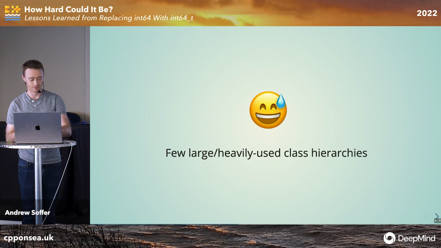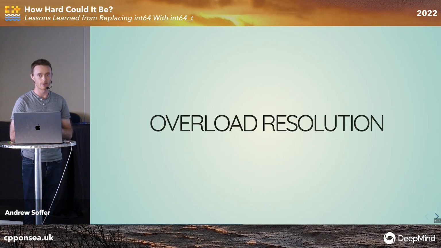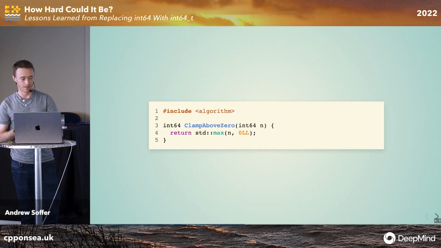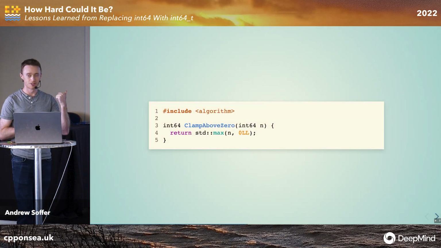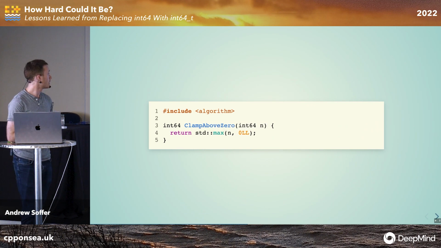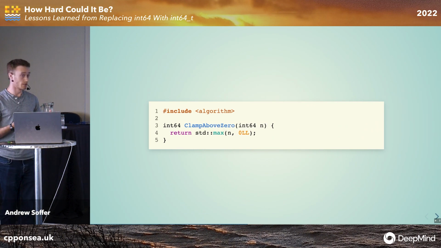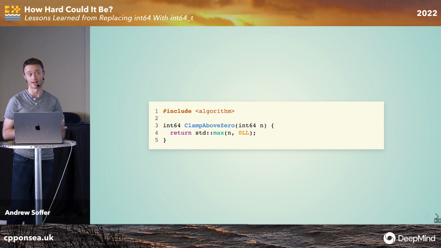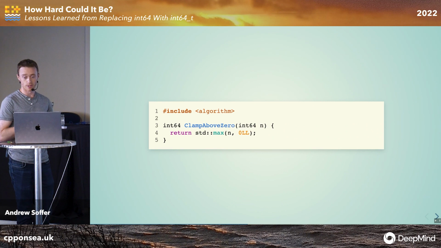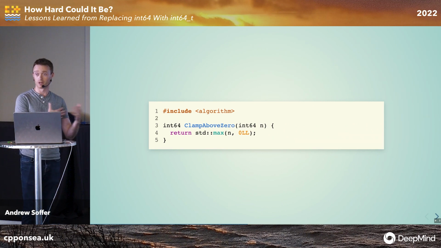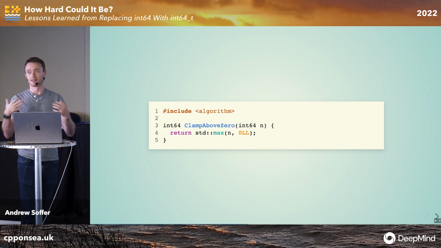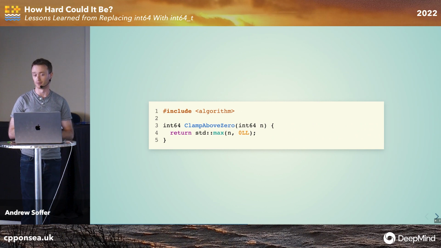So that's dealing with references. Let's talk about overload resolution. In particular, let's talk about templates. So here we've got a function, clamp above 0, and it just returns the number you passed in, or 0 if you happen to pass in a negative number. So again, same game, right? This is going to work correctly before we make the change to the int64 alias. Then we're going to make the change, and it's going to stop working in some way. Show of hands, who thinks they know what's going to go wrong here? Okay, a few more than last time. Good, you're learning the game.